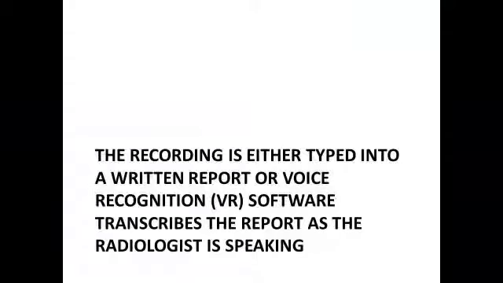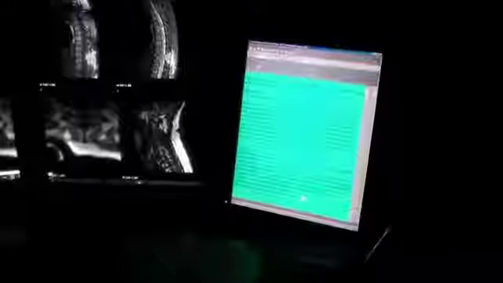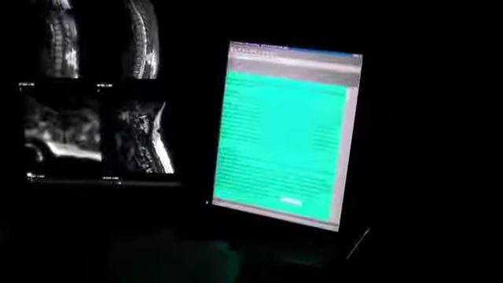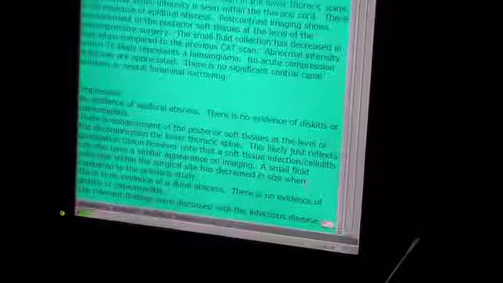The recording is either typed into a written report by a transcriptionist at a later date, or a voice recognition software system transcribes the report as the radiologist is speaking. Voice recognition, or VR, is a newer technology but is quite commonplace in imaging. The finished report is reviewed for accuracy by the radiologist and then signed off with his approval.